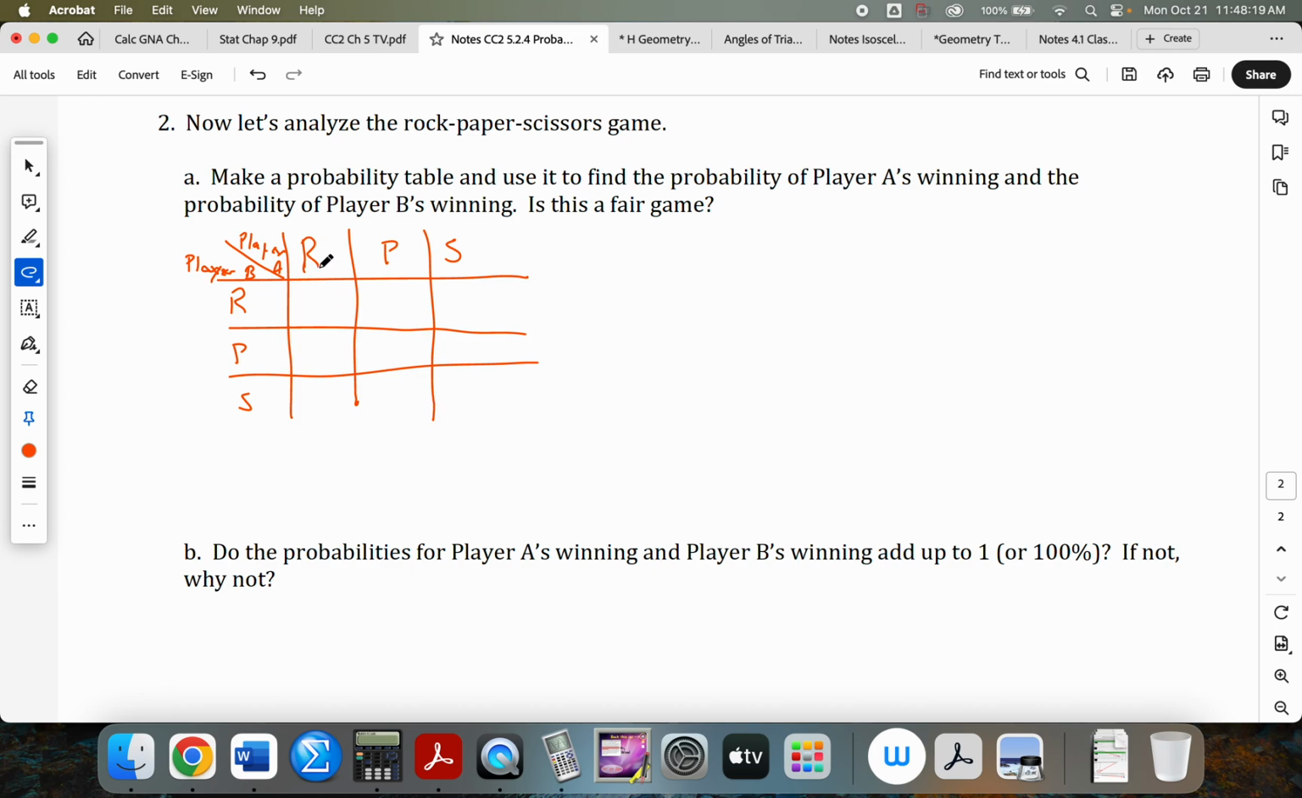So if player A chooses rock, player B also chooses rock, what's the result? It's a tie. Player A chooses paper, B chooses rock, who wins? A wins, right? Player A chooses scissors, player B chooses rock. Who wins? Player B. Player A chooses rock, player B chooses paper. That's a win for A.